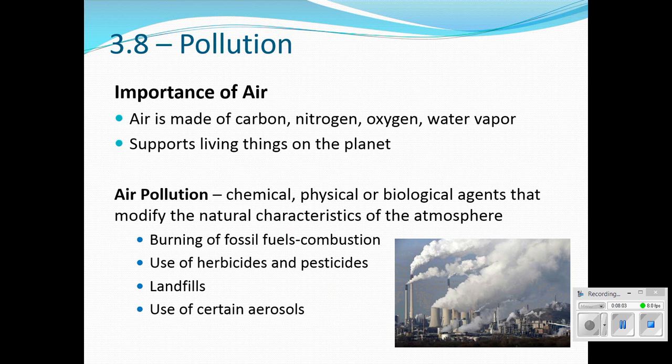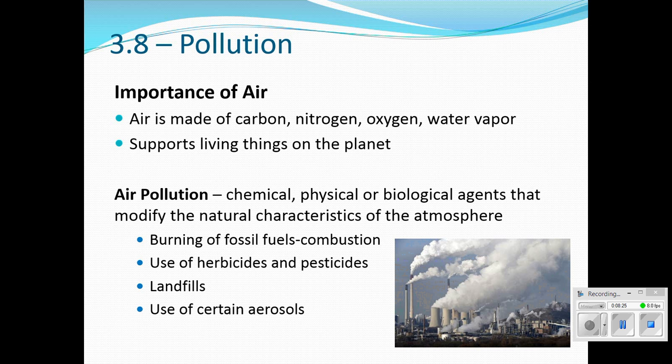All right, so section 3.8, pollution. Changing gears a little bit. So let's talk about air. What makes air so important? Air is made up of carbon, nitrogen, oxygen, and water vapor, and it supports living things on the planet. Obviously, we wouldn't be able to live without it. So it's really important that we keep it clean.